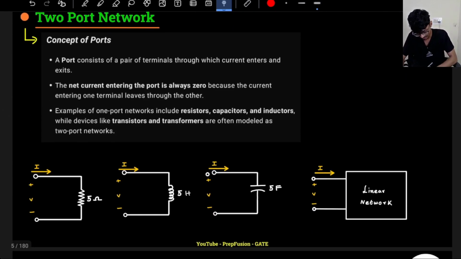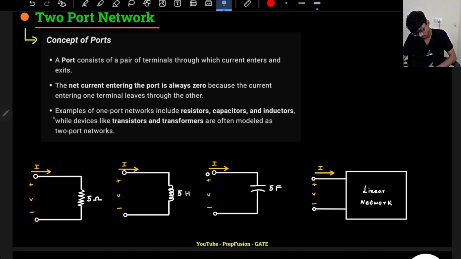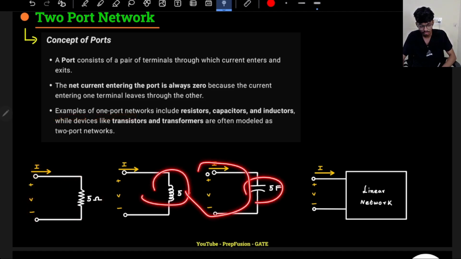So same thing here we have written: a port consists of a pair of terminals through which current enters and exits. The net current entering a port is always 0, because a port is a combination of two terminals. So whatever current is entering, the same current is exiting, right? So overall current entered in this network is 0 only. Examples of one port network: a resistor is a one port network because I need two terminals to represent a resistor. Again, inductor, capacitor, all these are one port networks.